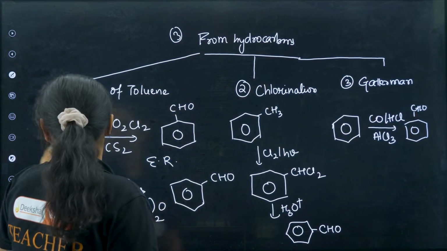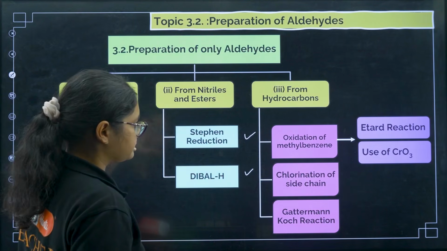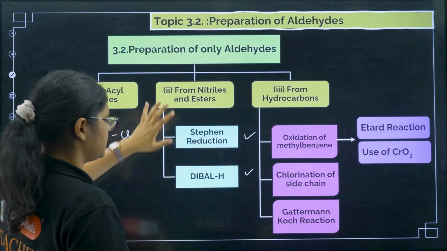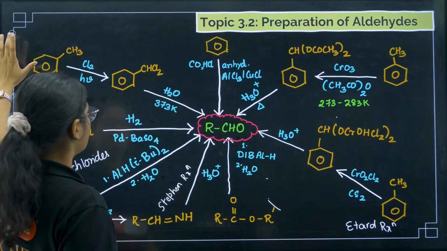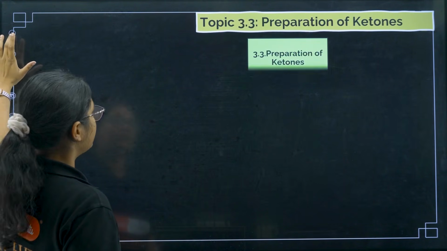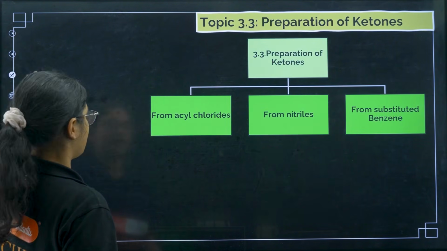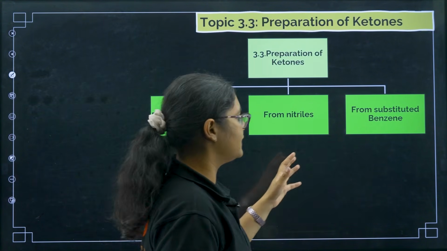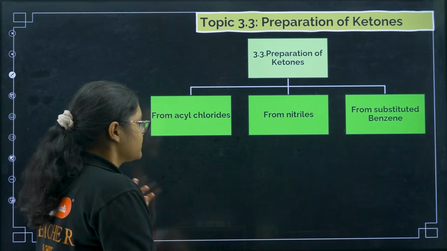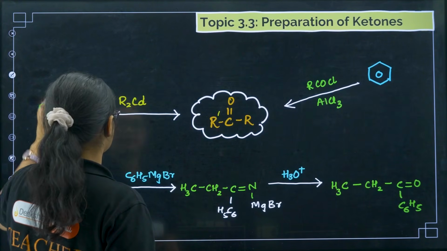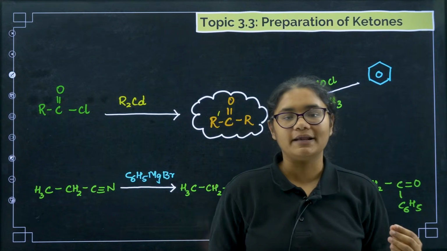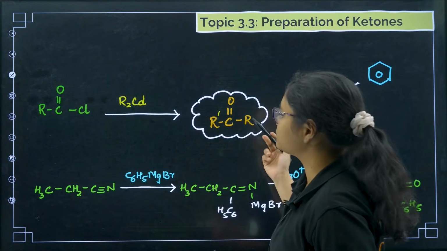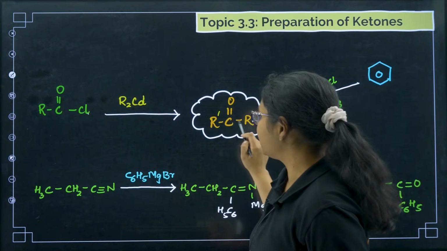So yes, that is there. I have discussed all these reactions. Now we will go to the preparations of ketones. Here also we have the same thing: from acyl chlorides first, then from nitriles, and then from substituted benzenes. From acyl chlorides, there we used hydrogen with palladium on barium sulfate. Here you have to use R2Cd. This Cl group is replaced with the R group.